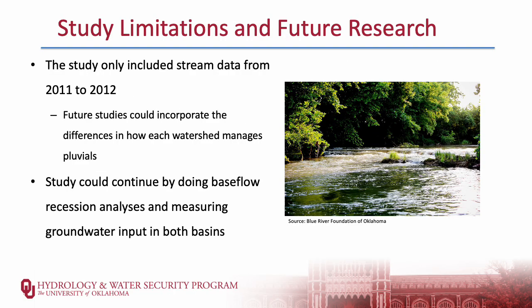One of the limitations for this study was the lack of other years being included. One of the things I hope to accomplish with this study is to incorporate more years and show the difference in how each watershed manages events of heavy rainfall, more long-term wet conditions. Another thing I would like to do is to continue this study by doing base flow recession analyses and measuring the groundwater input in both basins, just to measure the output from both the Arbuckle-Simpson Aquifer and the Antlers Aquifer that underlies the lower Blue River Basin.